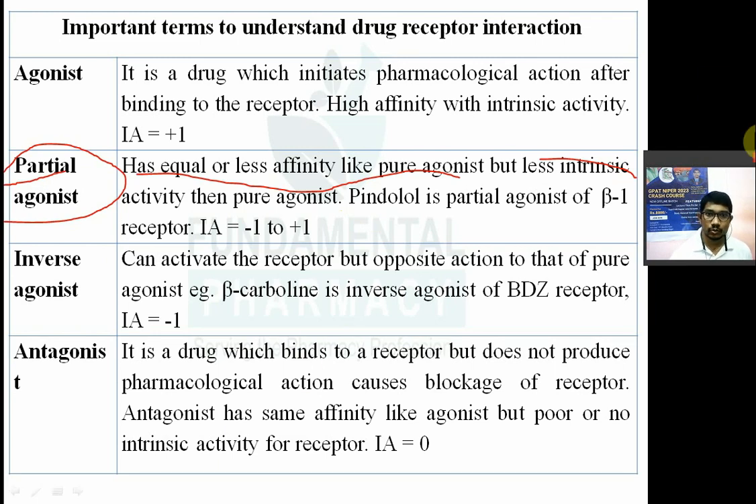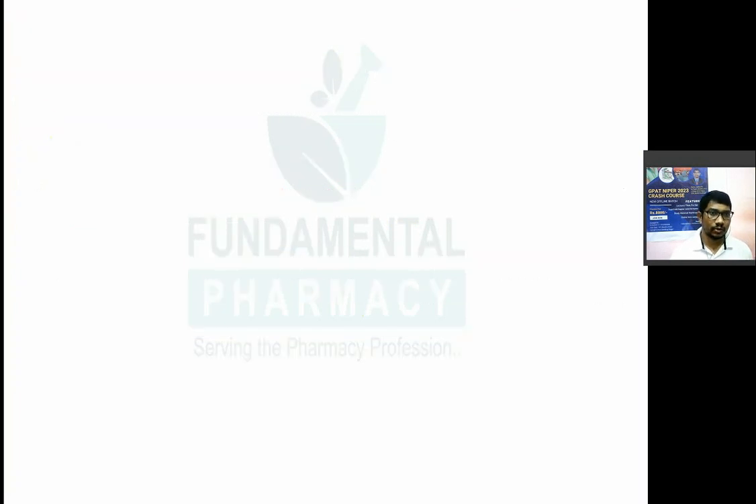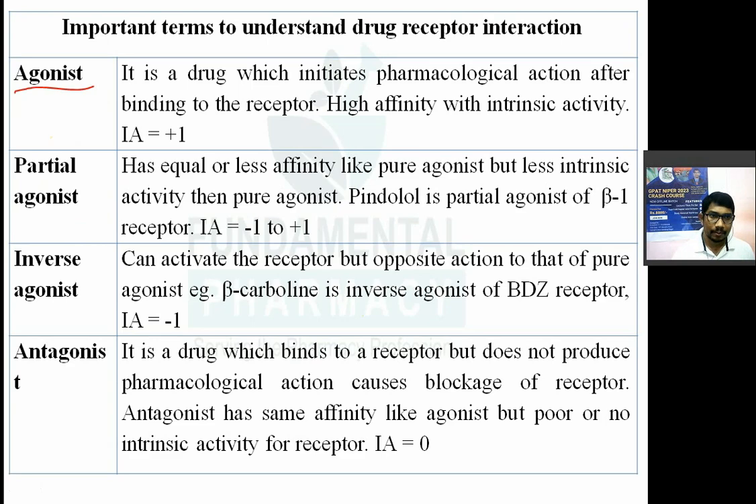Okay, so for example, the agonist का example कौन है? agonist का example यहाँ पे लिखा नहीं, मैं example बताता हूँ. So there are a lot of examples which are agonists. For example, noradrenaline is agonist to your alpha receptor, beta receptor. Okay, acetylcholine is agonist to your muscarinic receptor, your nicotinic receptor. Histamine is agonist to all histaminic receptors. Okay, serotonin is agonist to all serotonin receptors. So it will produce full pharmacological effect. It has a high affinity, it has a high intrinsic activity, and will produce a pharmacological effect.